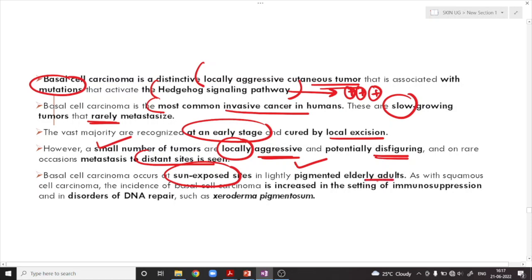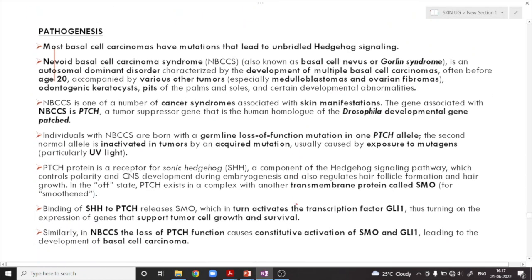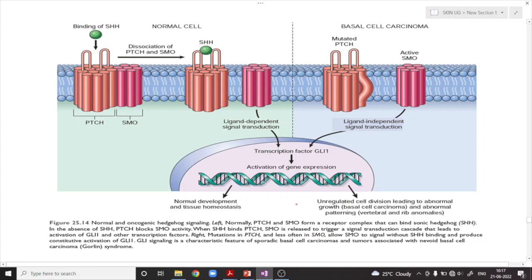As with squamous cell carcinoma, the incidence of basal cell carcinoma is increased in the setting of immunosuppression and in disorders of DNA repair such as xeroderma pigmentosum. So we have already seen these points in squamous cell carcinoma. Now the pathogenesis is very, very important. So let me first come to the pathogenesis, what is happening over here.